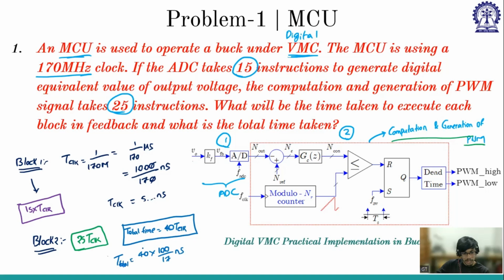That much time it will take, and it should be lesser than our time period, because the PWM signal should be generated within that switching clock cycle, right? So it should be faster. Accordingly, we have to select the microcontroller as we have discussed before.